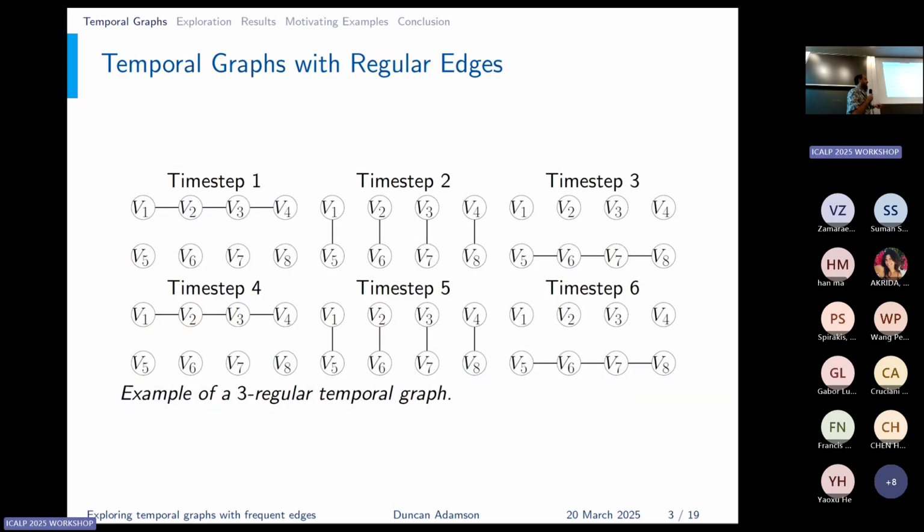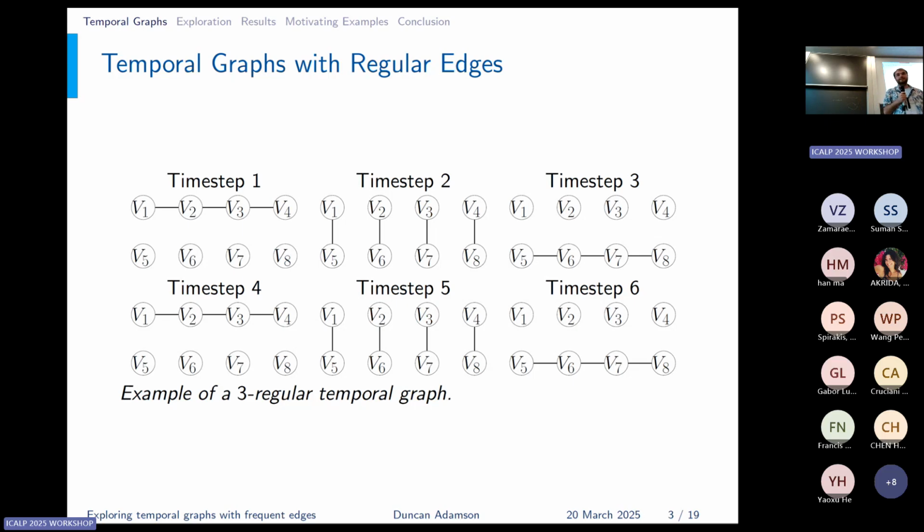So just to give a very simple example, the 3 regular graph, here we get time step 1, we have all of the vertices and all the edges in the top row active. Time step 2, we get all of the columns. Time step 3, we get the bottom set of edges. And then time step 4, we go right back to what we have in time step 1. And then time step 5, again, with these columns. And time step 6, we have the bottom row again.